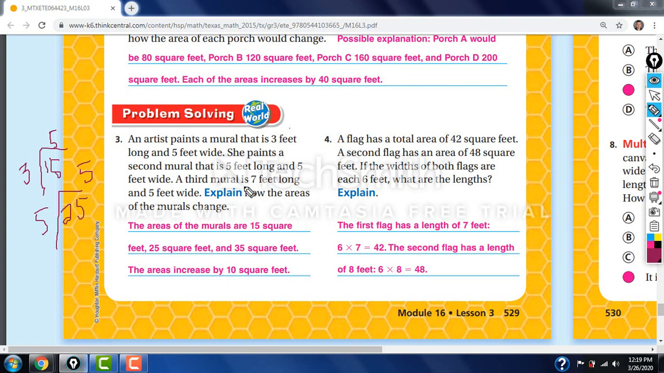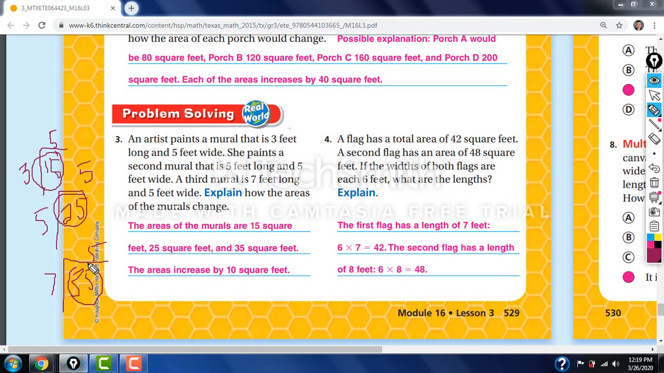A third mural is 7 feet long and 5 feet wide. Okay, here's my third one. What's my area? 35. And now, okay, explain how the areas of the murals change. So now I look at the areas. 15, 25, 35. What do I see?